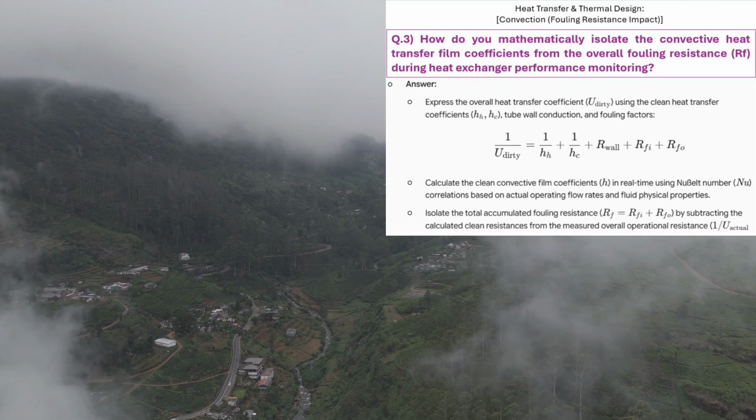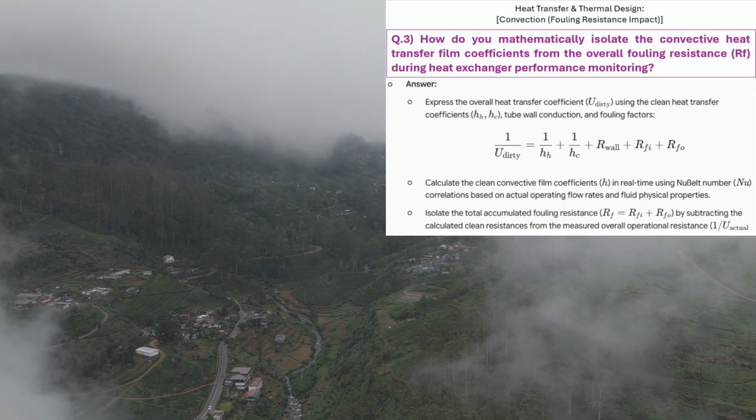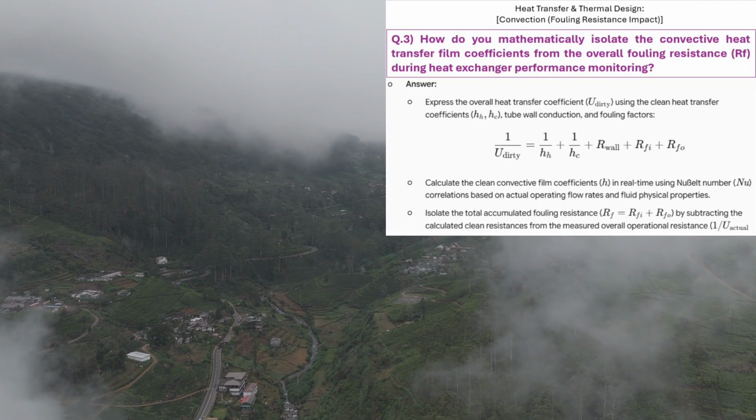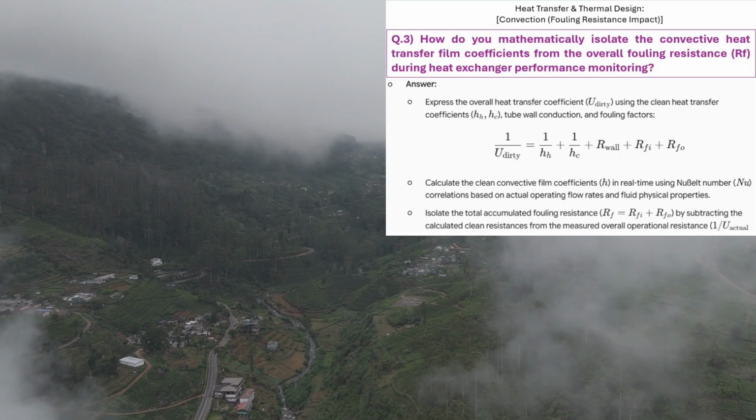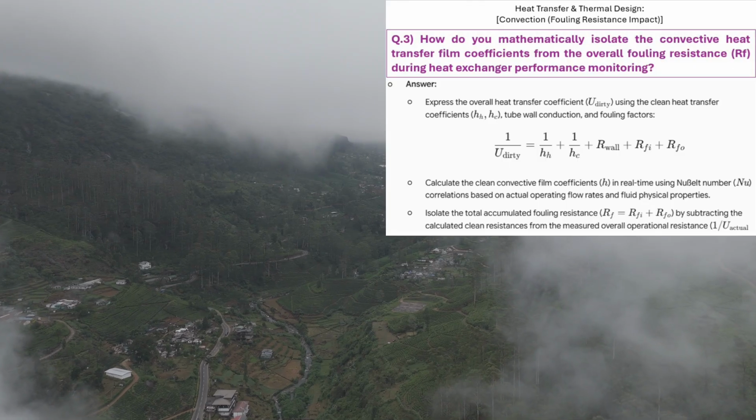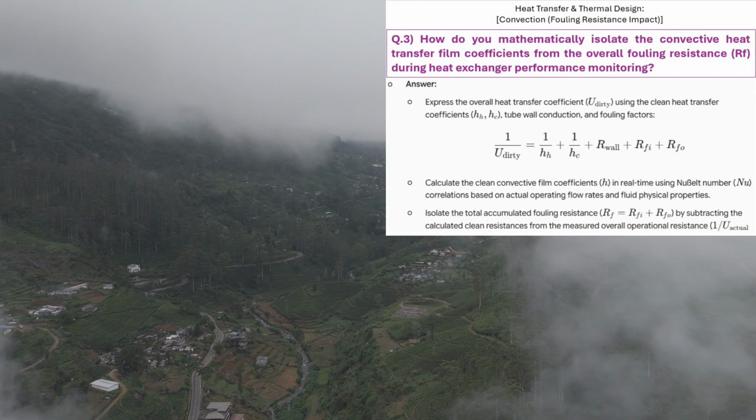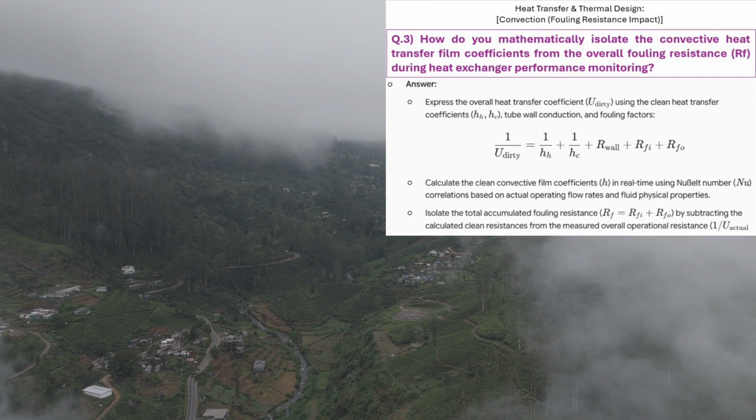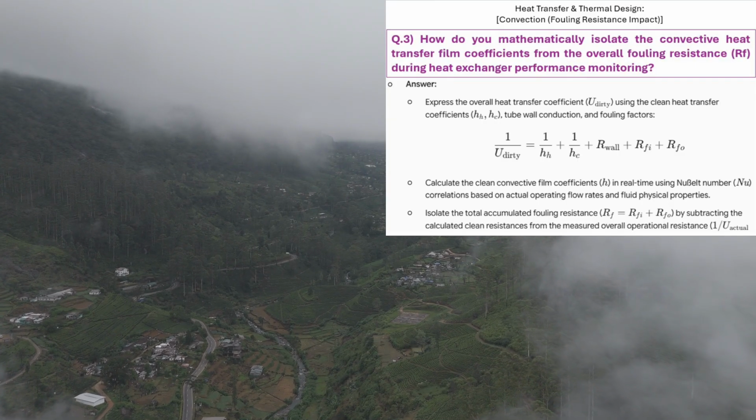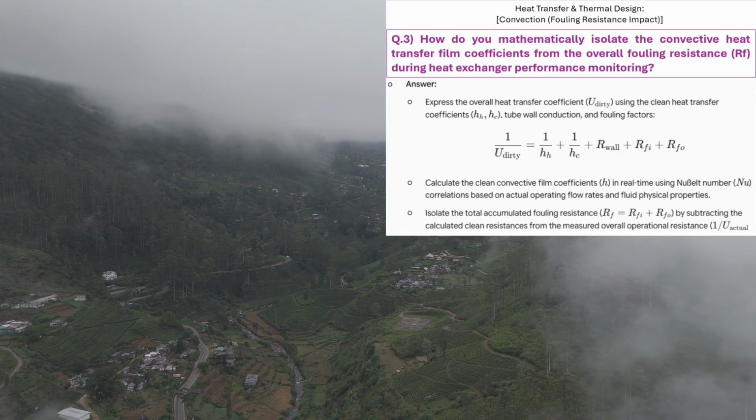To isolate the variables, you must first express the overall dirty heat transfer coefficient as the series sum of the clean convective coefficients, the static wall conduction, and the transient fouling factors. And you pull the operational overall resistance from the DCS. Yes, it's simply the inverse of the dynamically measured overall heat transfer coefficient derived from the live DCS temperature and flow transmitters. But how do you eliminate the guesswork on the clean side?